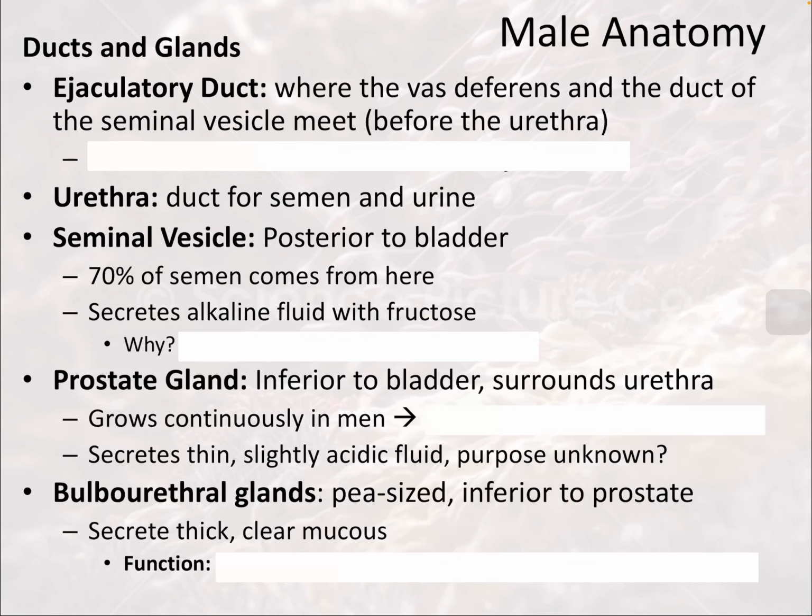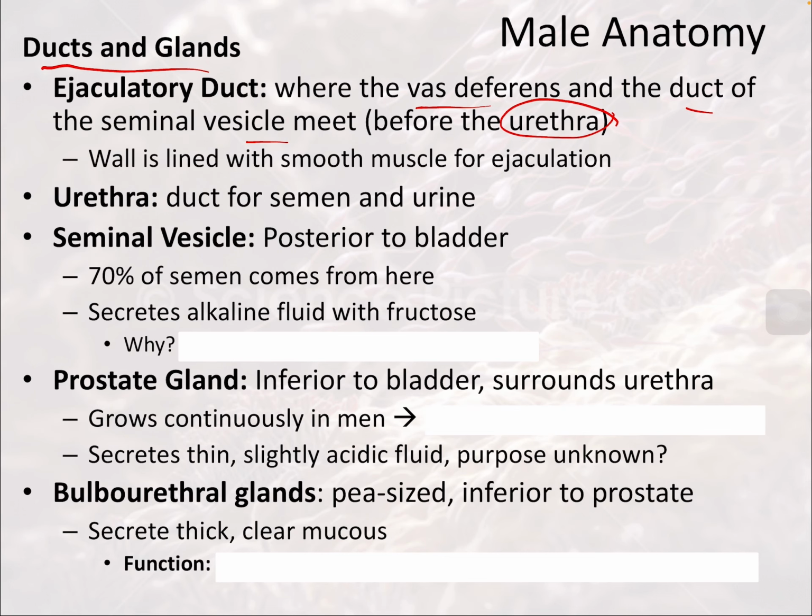Okay, more about the male anatomy, the ducts and glands throughout. The ejaculatory duct is where the vas deferens and the duct of the seminal vesicle meet. So this is right before it turns into urethra. Okay, this wall is lined with smooth muscle, which helps with ejaculation. Then the urethra is the duct for semen and urine. So this is the first kind of shared tube system, right? So this is between the urinary system and the reproductive system. We'll see in females later, there's really no shared tubular system, but in males there is.